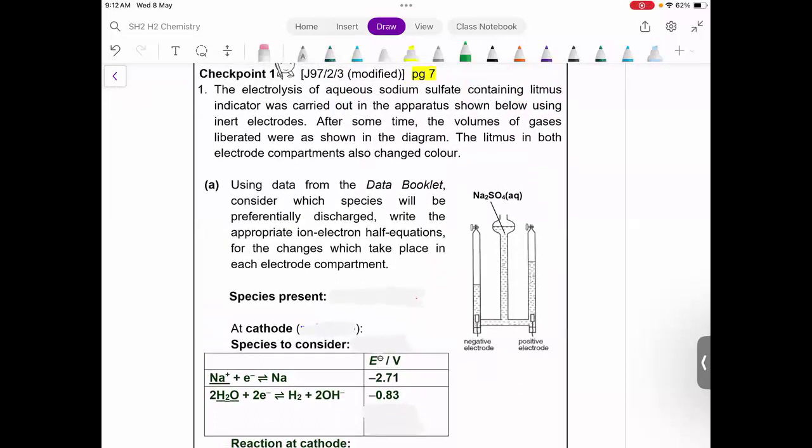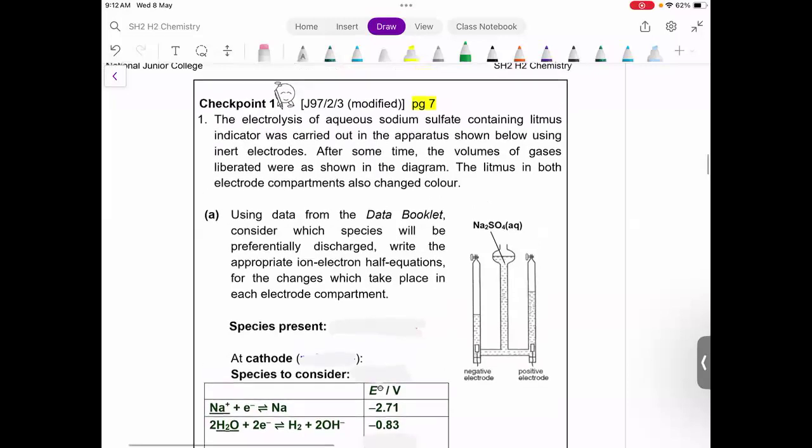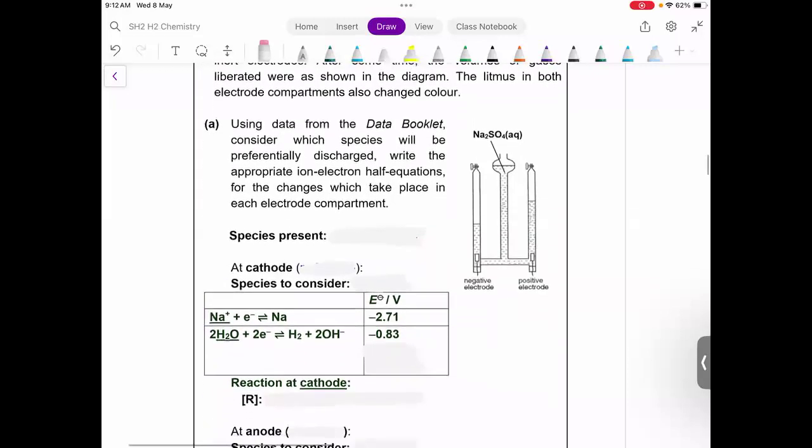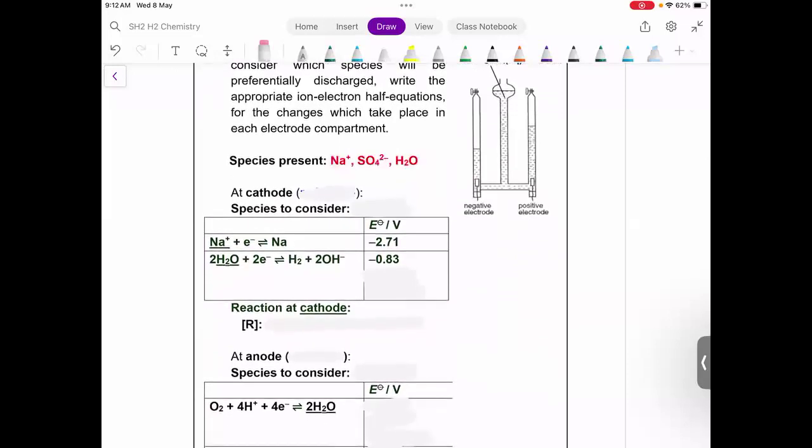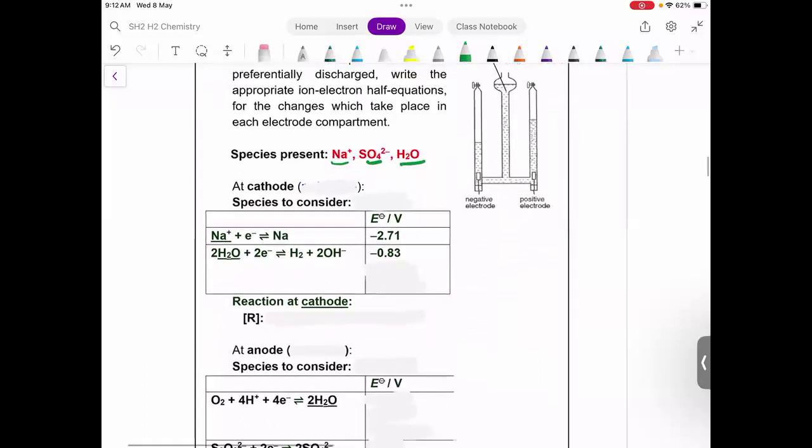Okay, right, so let's look at the answer. The species present according to your sodium sulfate aqueous: there are sodium plus, sulfate and your water. So at the cathode, you should recognize that it can only undergo reduction. This means that I should actively look for species on the left side. So we should look for water, sulfate, and sodium plus on the left side.